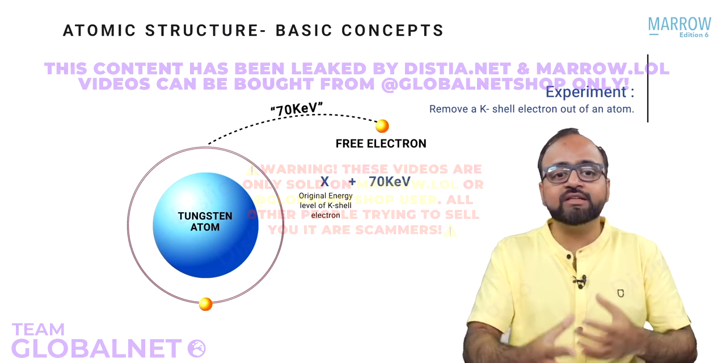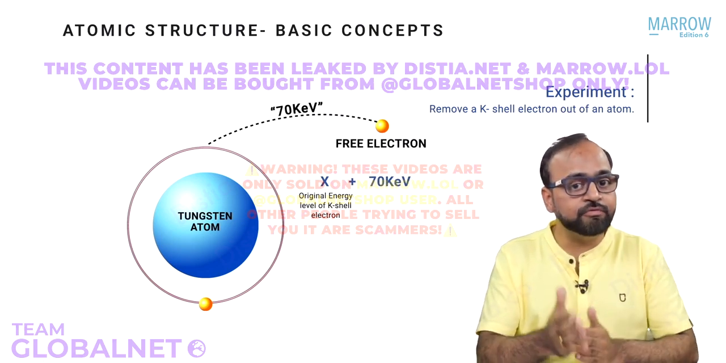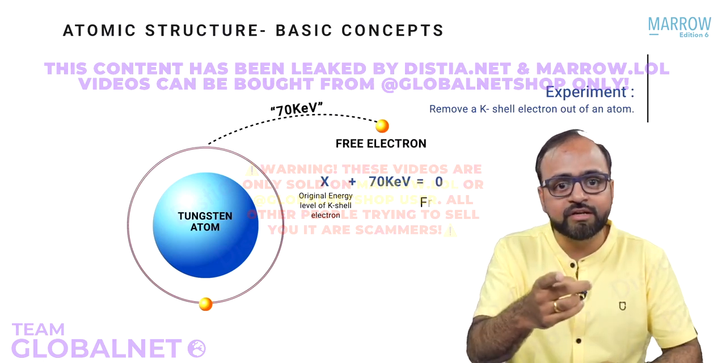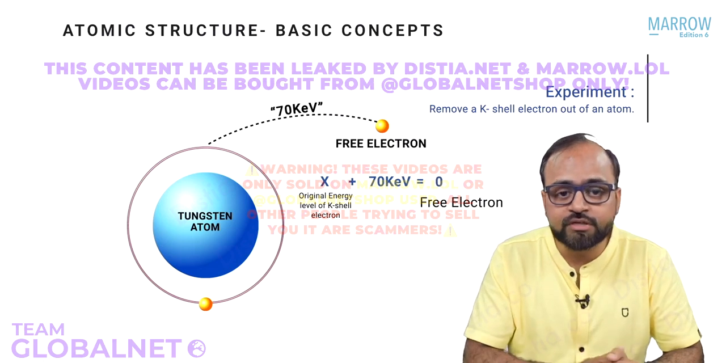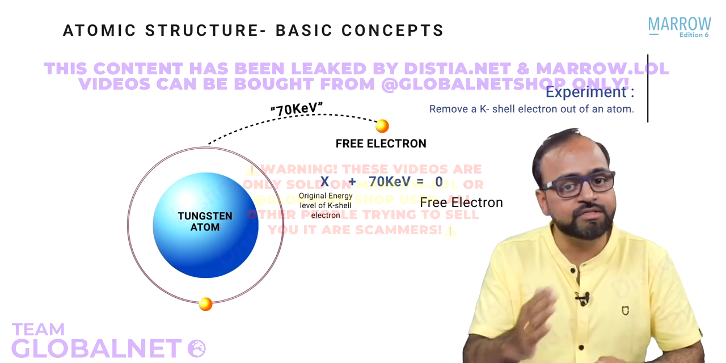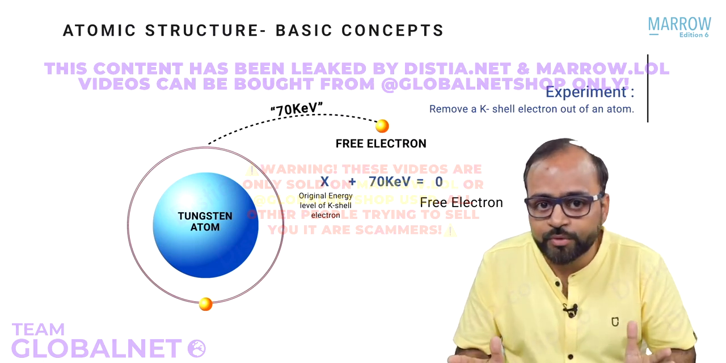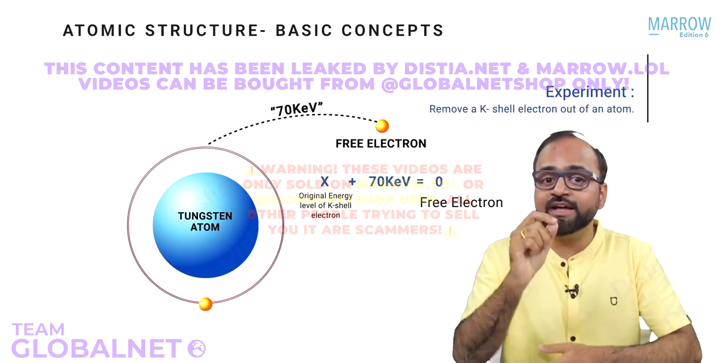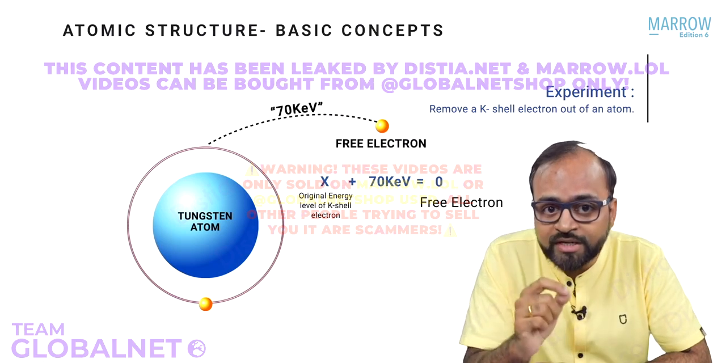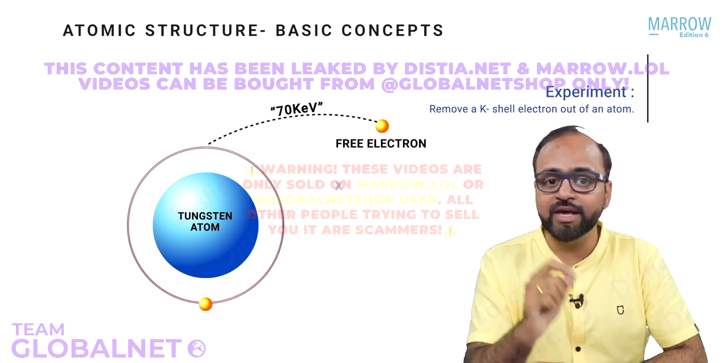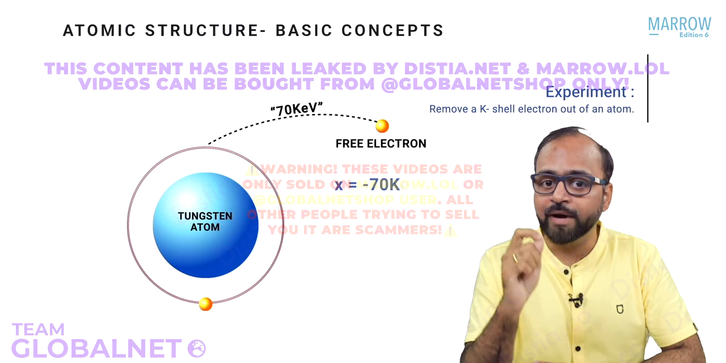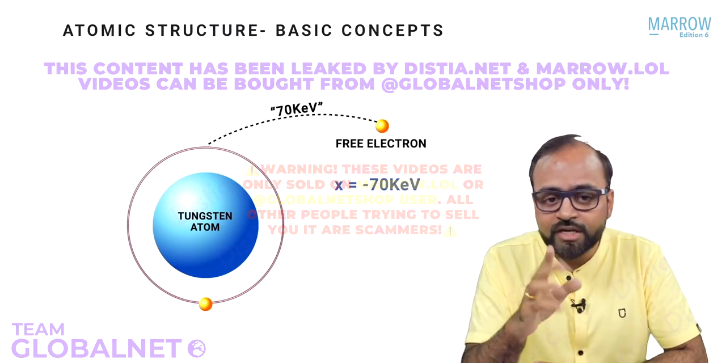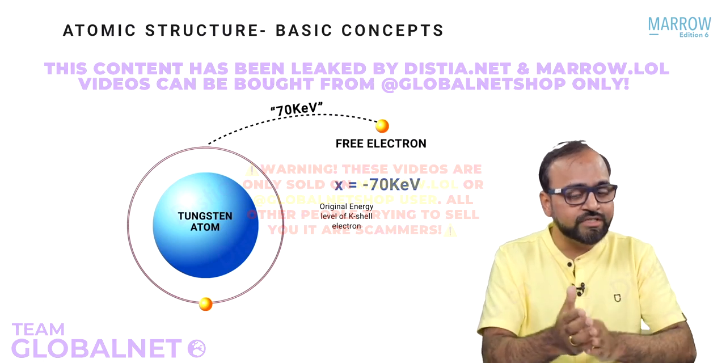So what is the result? The result is that the electron has become a free electron. And what is the energy level of a free electron? Definition we have studied, that is 0. So what is this equation? X plus 70 is equal to 0. Do you all agree with this equation? Yes. Now, therefore, using this simple equation, tell me what is the value of X or the original energy level of this particular electron? X is going to be equal to minus 70. What is this minus 70 or X? I said it is the original energy level of this K shell electron.